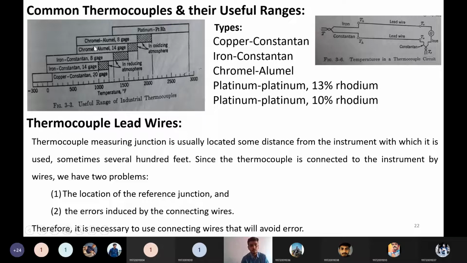And then next is chromel alumel. The chromel alumel 14 gauge thermocouple can be used from 600 degrees Fahrenheit to nearly 1800 degrees Fahrenheit. The next one, chromel alumel, if you decrease the gauge number or increase the thickness of that wire, you can use it from 600 degrees Fahrenheit to nearly 2100 degrees Fahrenheit. And the last type of thermocouple is the platinum rhodium thermocouple. We can use these two thermocouples from 1300 degrees Fahrenheit to around 3000 degrees Fahrenheit. This is the useful range of this thermocouple. Here, if you notice in this graph, in a reducing atmosphere, we can increase the temperature range of the thermocouple, especially in this chromel alumel.